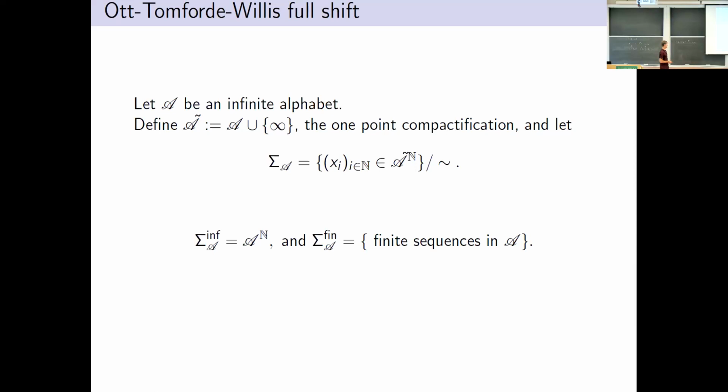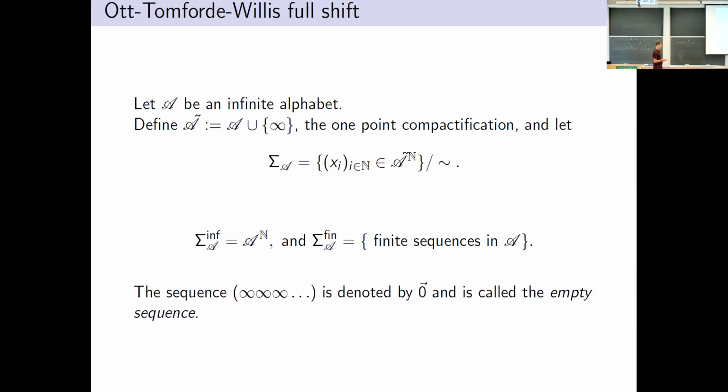So what you get really in their full shift is just all the possible infinite sequences with the initial symbols and the finite sequences of the initial symbols that you had. And then we have this empty sequence, which would be the sequence of all infinities, so we just identify the empty sequence. What's the C*-algebra that we have? The spectrum is that space. That's the key thing that many people in symbolic dynamics have studied, that space.